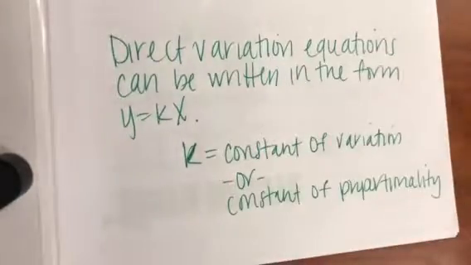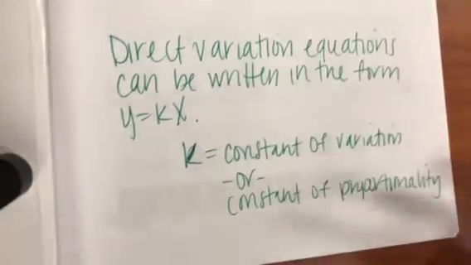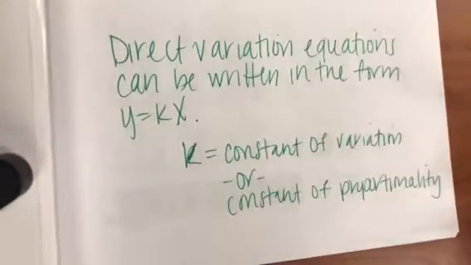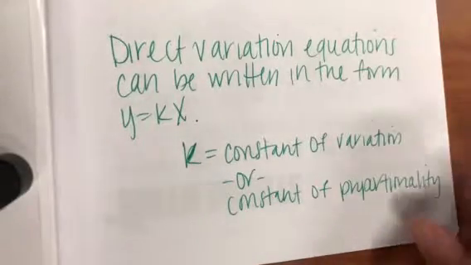Direct variation equations can be written in the form of y equals kx. Doesn't that look so familiar? Because it's a proportional relationship. The k is your constant of proportionality, but in this case, it's our constant of variation. So it's constant of variation, constant of proportionality. What else is it? Slope. Rate of change. It's got so many names.